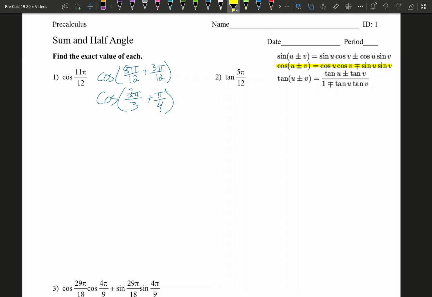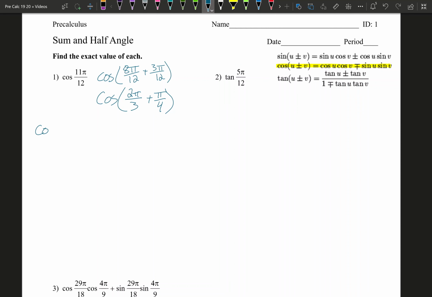In this case, cosine of u plus v. It's cruel when they use u and v because they look close together. It's cosine of the first angle multiplied by the cosine of the second angle. That minus or plus means that we change the sign. So in this case, since we have a plus over here, it is going to be a minus sign in the middle, and then sine of the first angle, sine of the second angle.